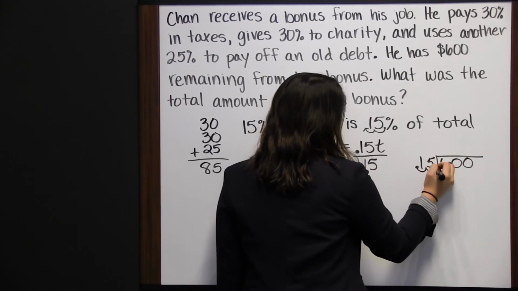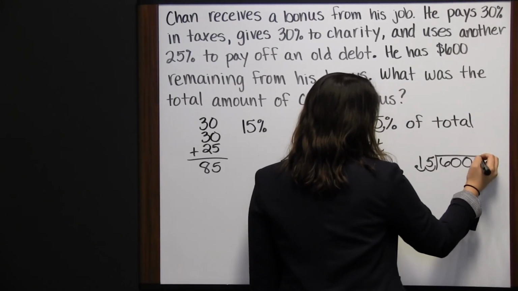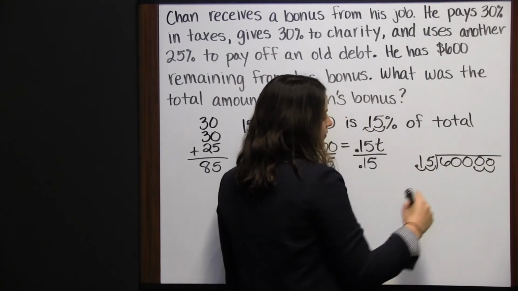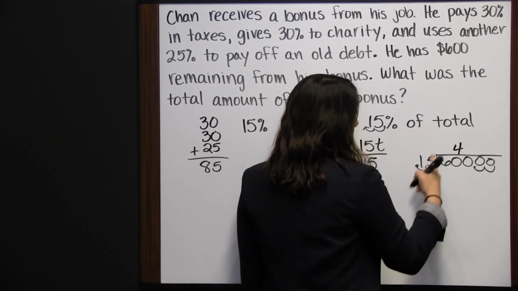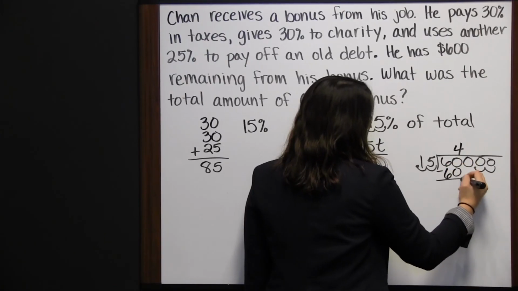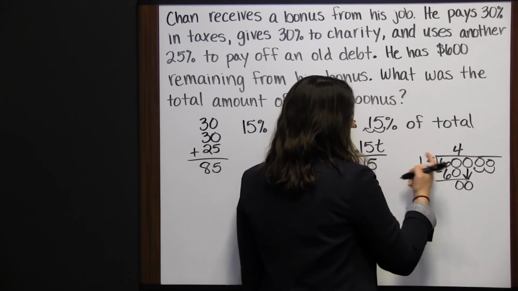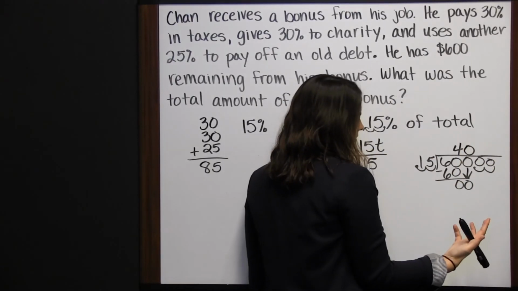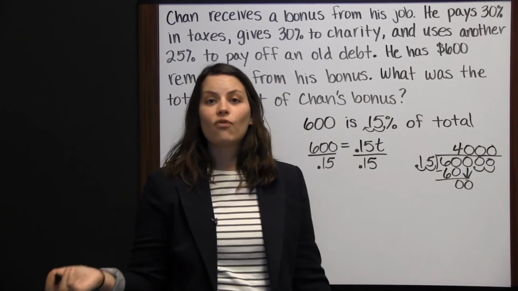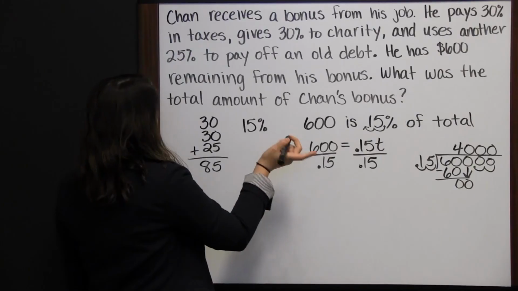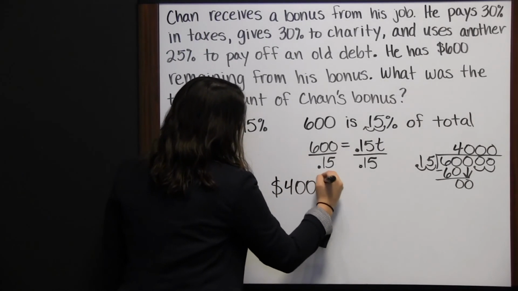We need to move the decimal two places to the right. So we do the same to 600, add two zeros, and 15 goes into 60 four times. 15 times 4 is 60. You subtract and get 0. When you bring down 0, 15 goes into 0 0 times, and that's just going to keep happening two more times until we get 4,000. So what was the total amount of Chan's bonus? $4,000.